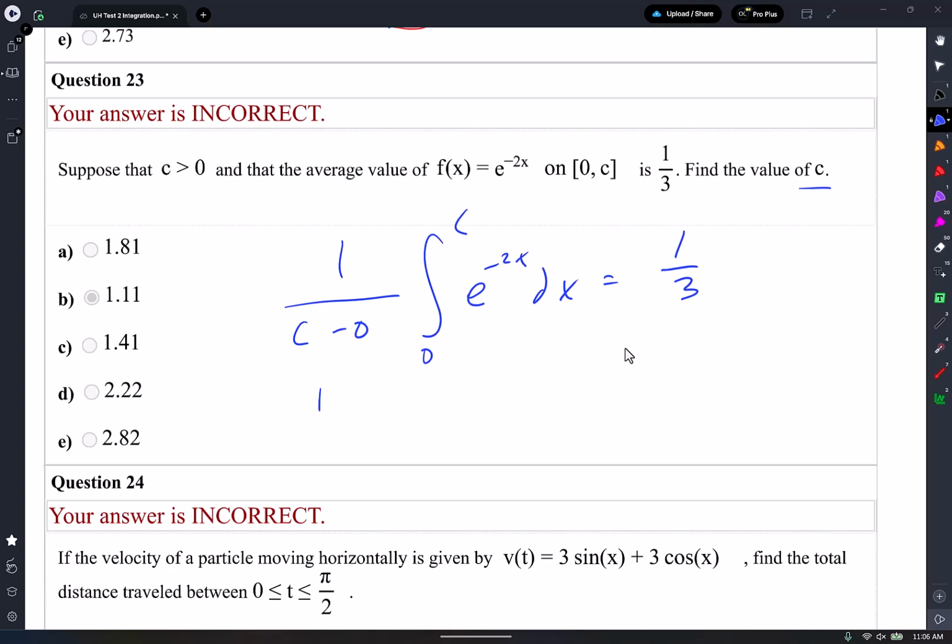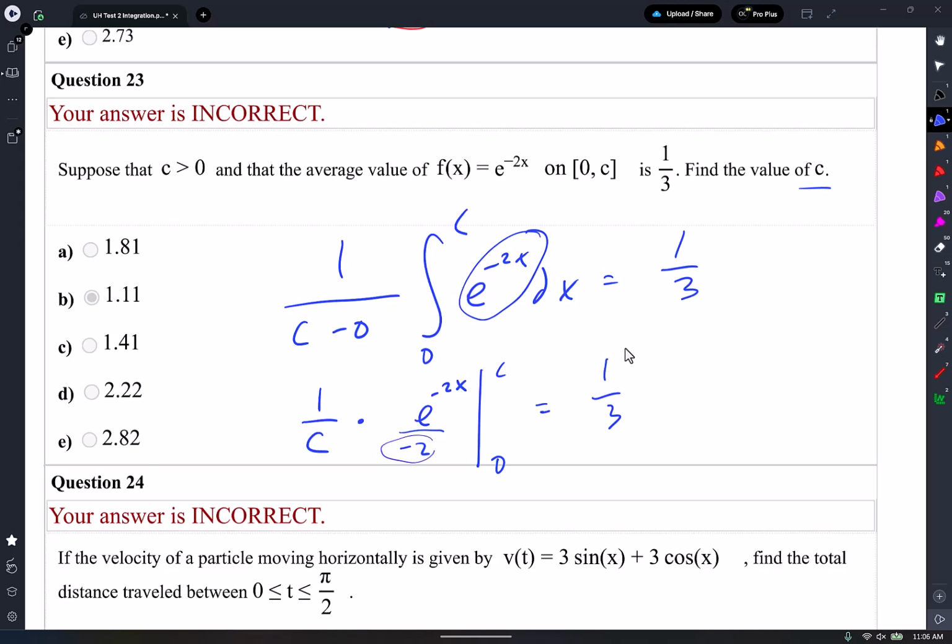So here it is. 1 over c times the antiderivative of e to the negative 2x, which is itself e to the negative 2x. If I were doing a derivative, I would multiply by negative 2 because of the chain rule. But I'm doing an antiderivative, so instead of multiplying by negative 2, I'm going to divide by negative 2. And all that, from 0 to c, equals 1/3. Are we still okay? Okay, the 0 does affect it.